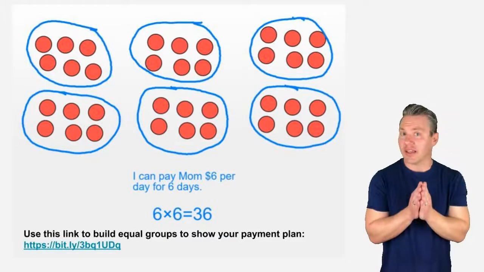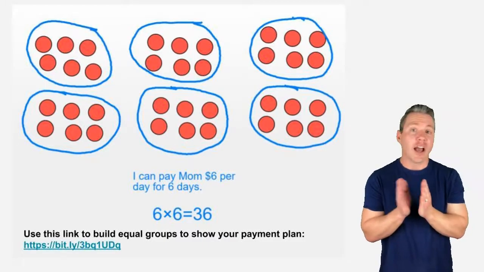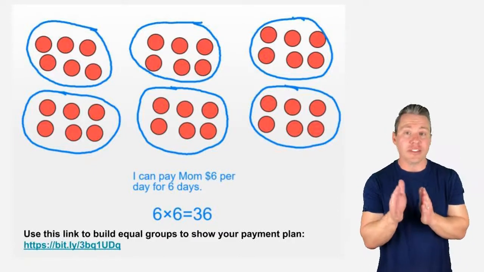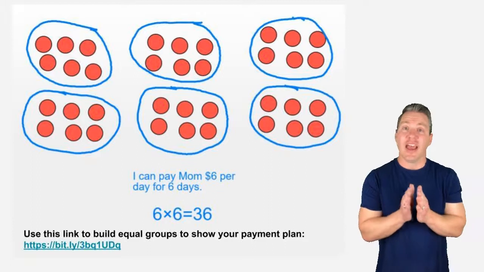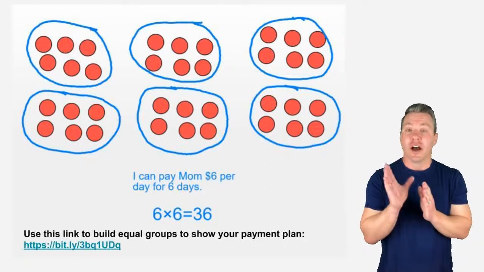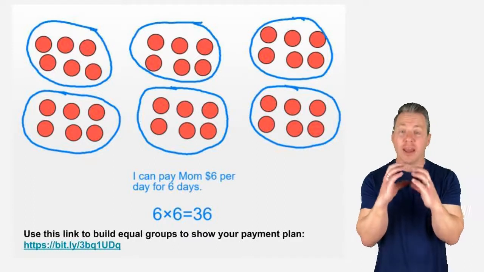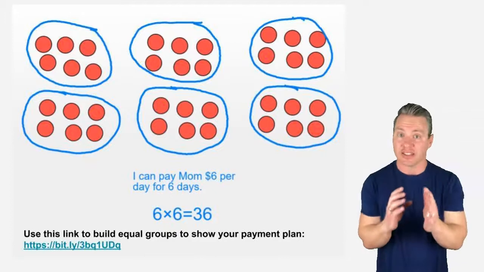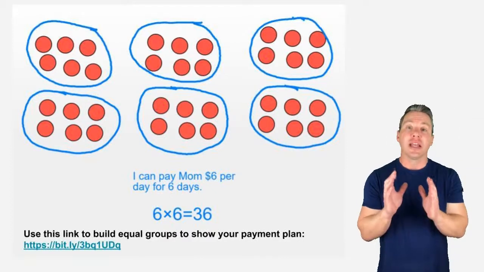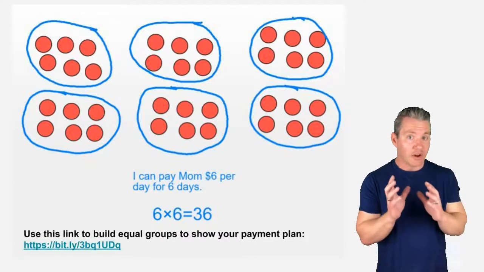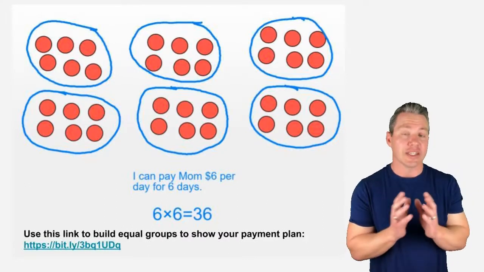Here's a second way to think about the problem. I used equal groups on this app. Again, this is from the Math Learning Center. I took one group, and in that one group, I put 6 chips representing the $6. In the other groups, I created groups of 6, and I have 6 groups all together.